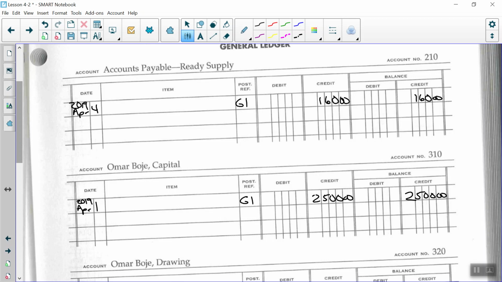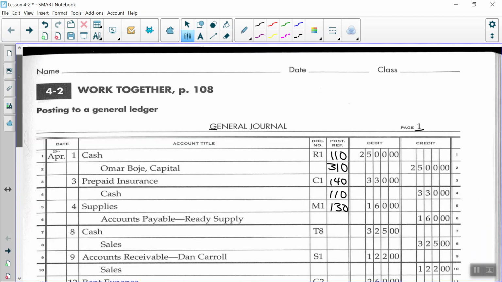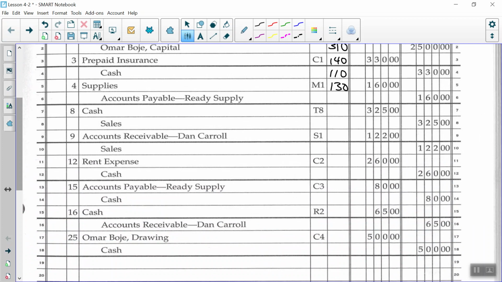Okay, so now we can look on here. We know we owe Ready Supply 160 bucks. Questions? Okay, so we take 210, go back to page one, back to our general journal. 210. All right. Now, questions?